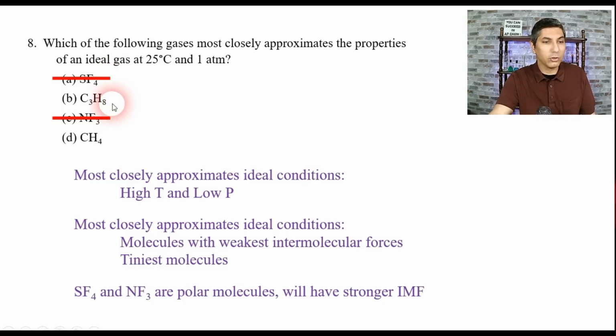So as we narrow it down to choices B and D, we have to think to ourselves, which of those 2 molecules is a tinier molecule? Which of those has weaker intermolecular forces? Well, we know it's choice D because that CH4 molecule is, first of all, less polarizable since it has fewer electrons, so its intermolecular forces are weaker, and CH4 is just a smaller molecule than C3H8. And so that's why the answer is choice D for this question.